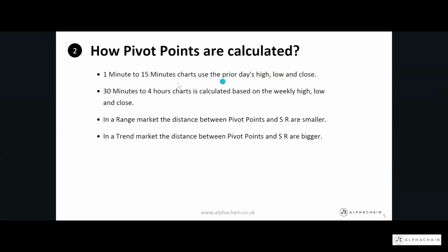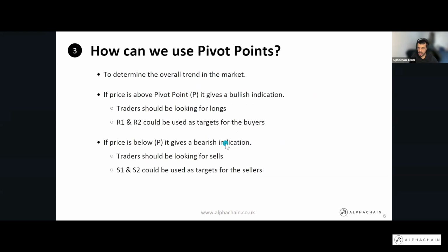And this is what I said before, between 1 and 15 minutes. And yes, in a range market, the distance between pivot points is smaller. In a trend, you see that the distance between pivot points and S/R levels is bigger. That's what I just mentioned.